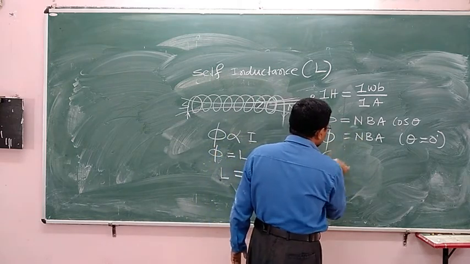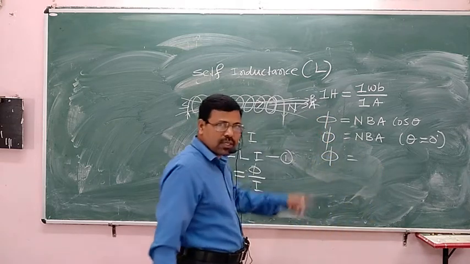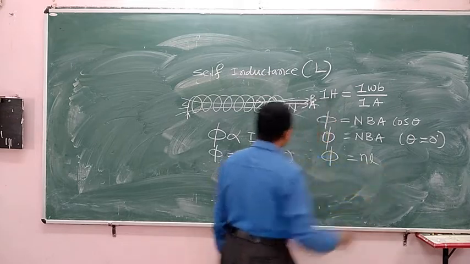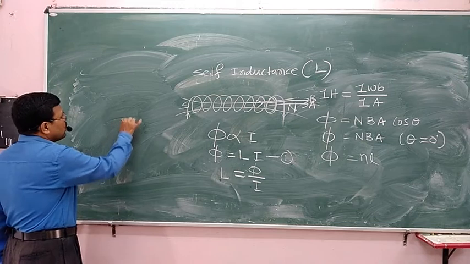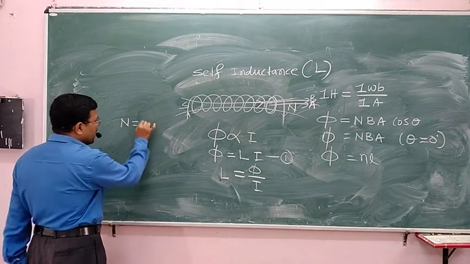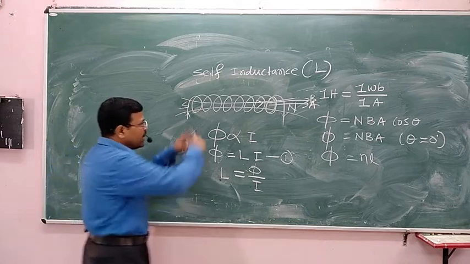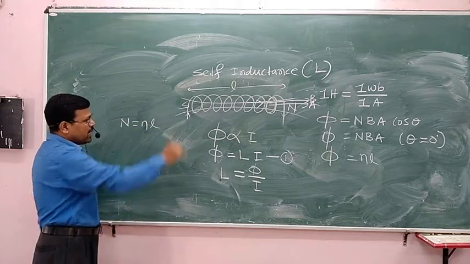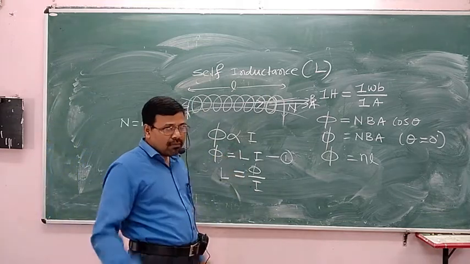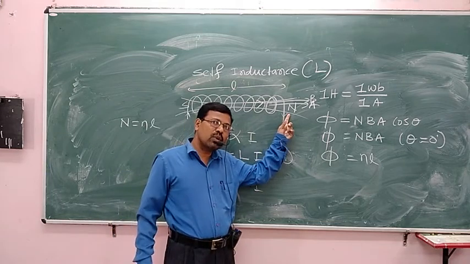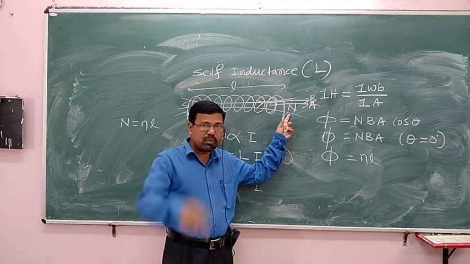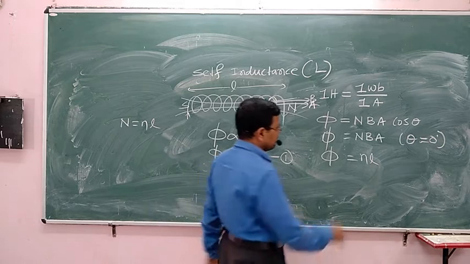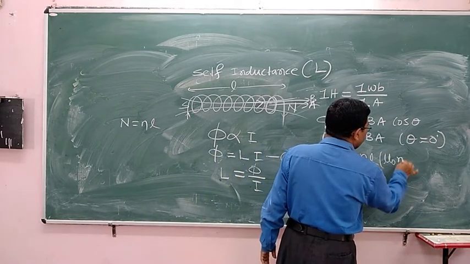Then flux is equal to this n, the number of turns per unit length, into length. Capital N means total number of turns. Total number of turns means number of turns in unit length into the length of the solenoid. That is nl, I have written. What is B? B is the magnetic field produced inside the solenoid. As we studied, we derived one equation for the magnetic field inside the solenoid. That is mu naught n i.